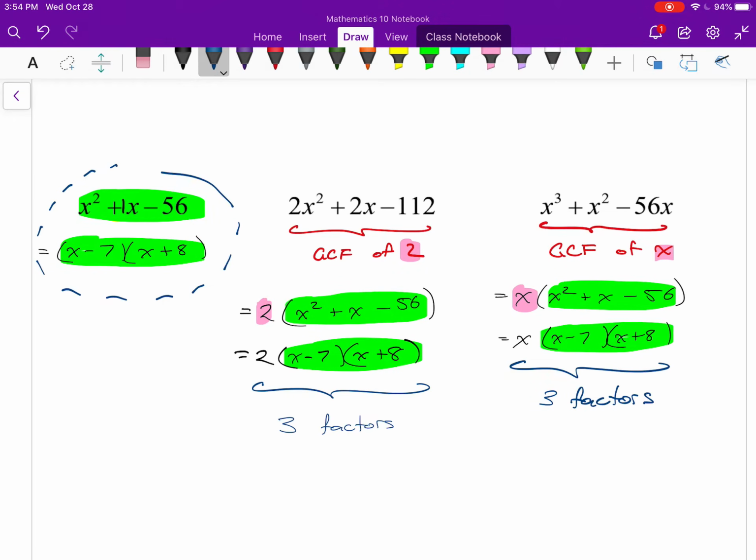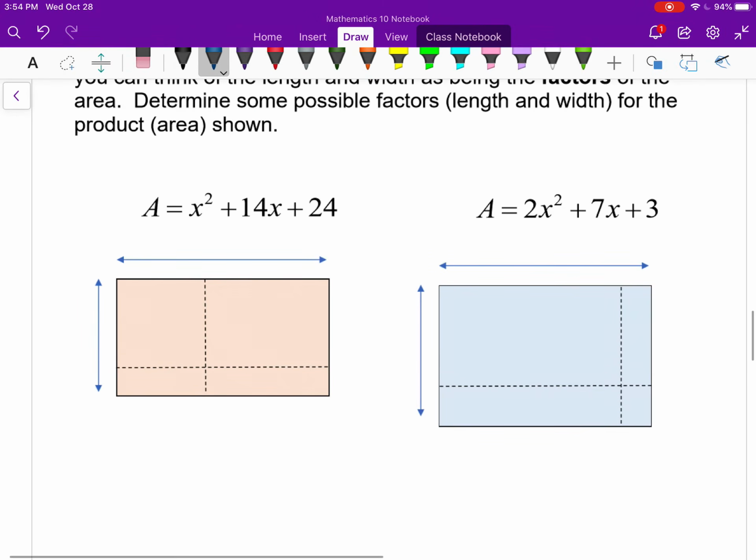That's it. I have a final problem, again coming back to some areas of rectangles.